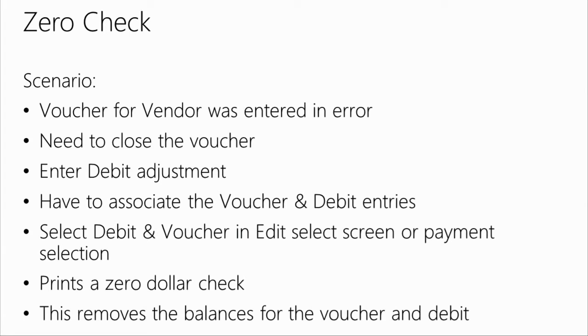So when we go into payment selection, we're going to choose the voucher and we're going to choose the debit. And the process of actually printing the checks kind of marries those two together. So what we'll do is print out what we call a $0 check, which does mean a check with no value on it. But what that does is remove the balance from the voucher and apply that debit to the voucher. So it's just a different concept to understand how that works when we want to debit the amount against a voucher that's currently out there.